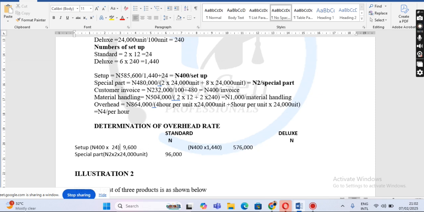The next one is what? The next one is this part, right? So it is still 2 naira, right? Times, don't forget that the number of special orders per unit is 8. So when you want to do 24,000 units, how many numbers of special parts will you have? So you can have 8 times 8 times 24,000 units. Class, what do you have here?